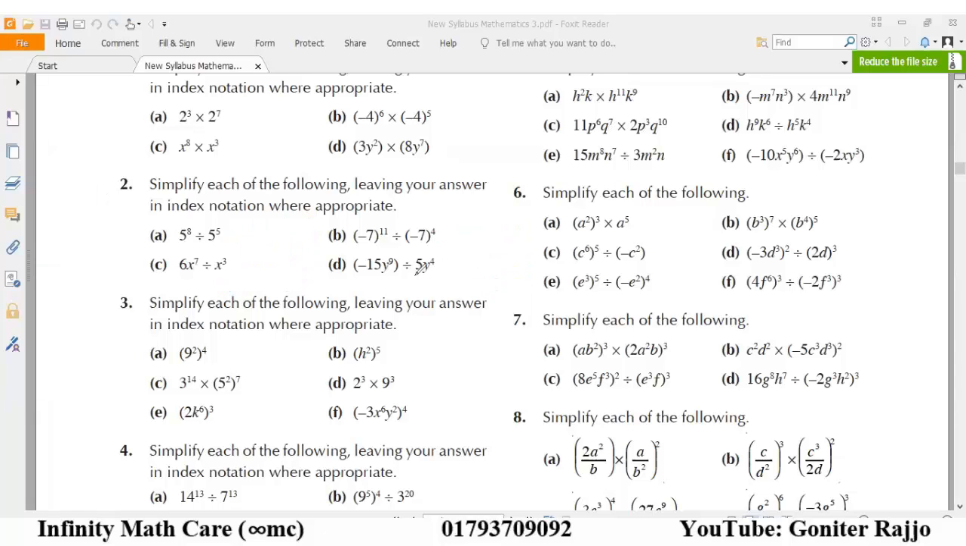Now number D. Number D says minus 15y to the power 9 divided by 5y to the power 4. If we write in fraction form, it will be easier for us because there is a negative sign. Okay. But we can solve in the previous way also. No problem. 15 by 5, it will be 3. So minus 3 into y to the power 9 minus 4. So minus 3 y to the power 5. So our final answer should be minus 3 y to the power 5.